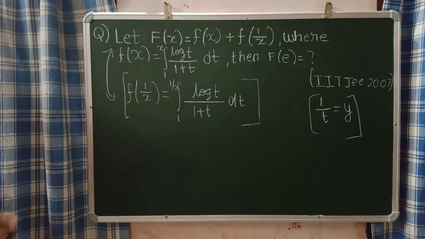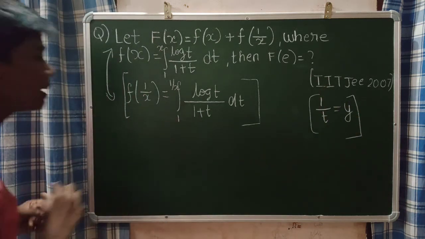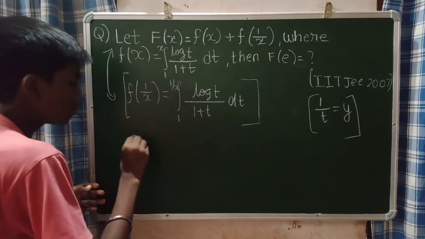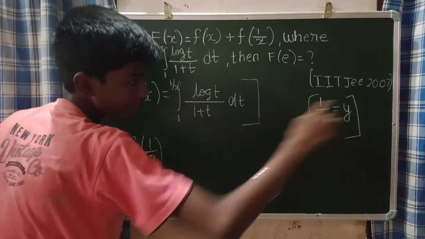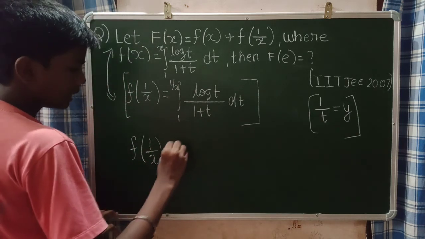If I do like that only, your 1 by x will become x. Why? Because when you put your 1 by t as y, listen carefully, how this integral will change. This f of 1 by x, when you use this substitution method, with 1 by t as y here, how can I write this integral? Let's listen.